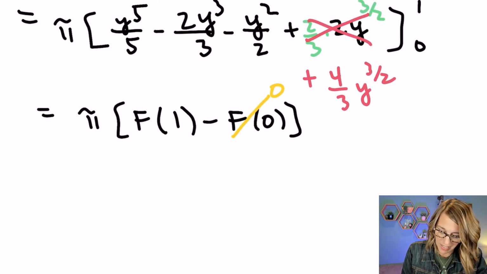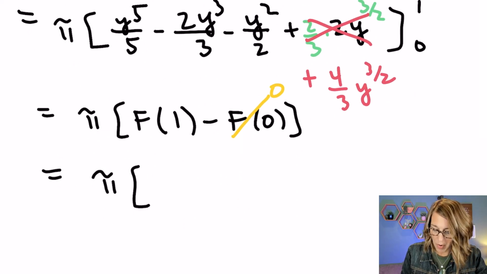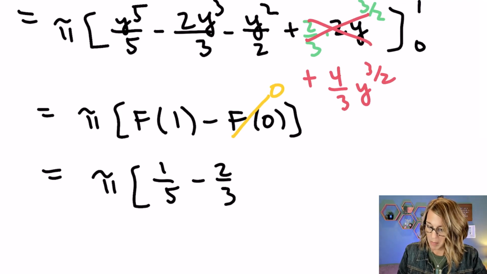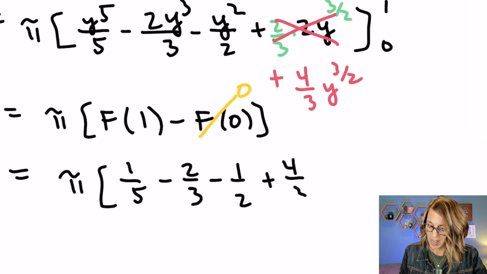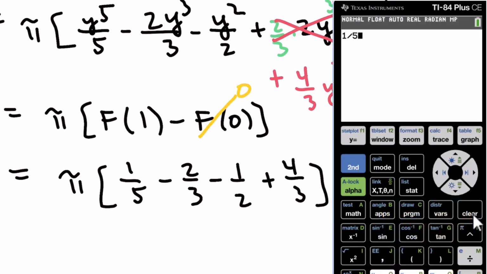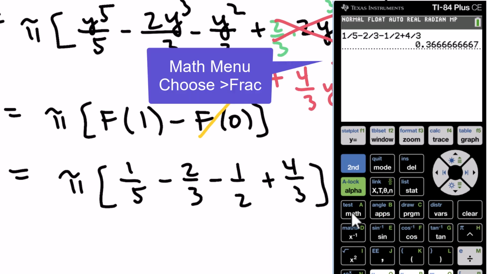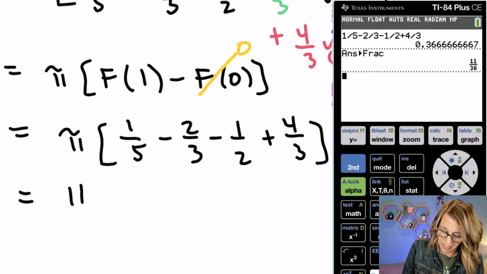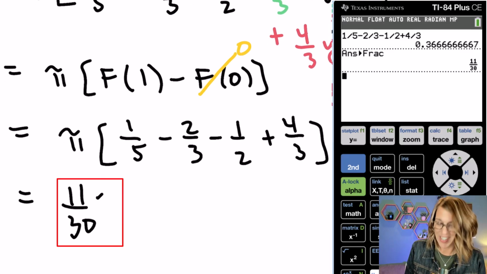So doing that, I've got pi, and then y to the 5th over 5. That's really 1 over 5 minus 2 over 3, again replacing y's with 1s, minus 1 over 2 plus 4/3. I'm going to put that right into my calculator, leaving the pi off because I really just want a fraction there. And I get from my fraction 11/30ths, so my answer is 11 pi over 30.